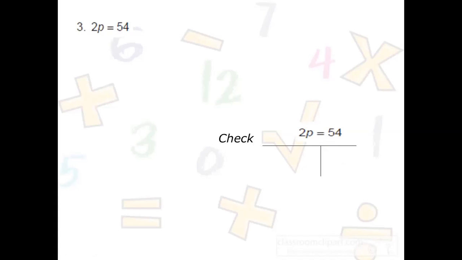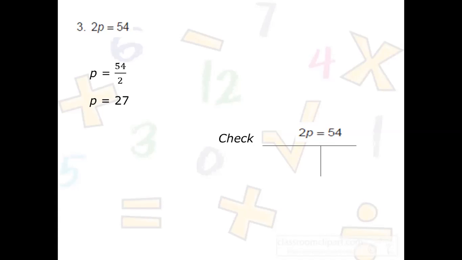The next one is 2P equals 54. Now 2P is 2 multiplied by P, as you know that they are multiplied. That's why they both are together, whereas we don't put a multiplication sign in between. So 2 multiplied by P equals 54. The opposite of multiply is divide. So we are going to divide 54 by 2. Now 54 divided by 2 will give you 27, because you have to do the long division way. You all know how to do it, so that's why I'm not showing you that.